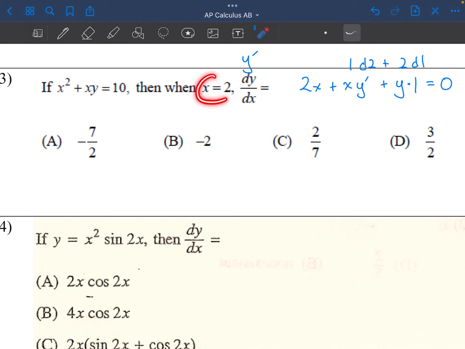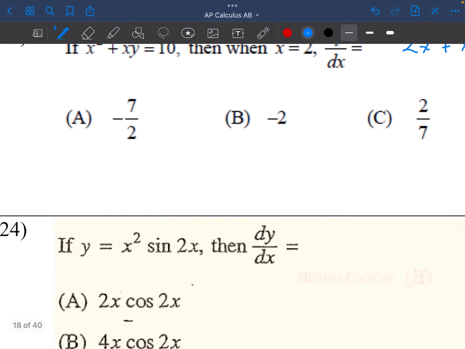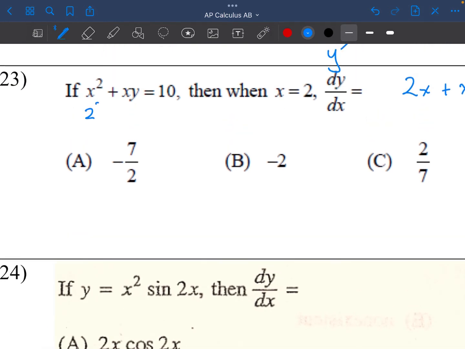And here's the other thing that I should be doing. I should have plugged in that x equals 2 right away, because if this x is 2 and that x is 2, that leaves one unknown variable, which I can solve for, and then I'll get y, which means I can plug that y in over here. So let me go ahead and do that right now. It's going to be 2 squared plus 2 times y is equal to 10.